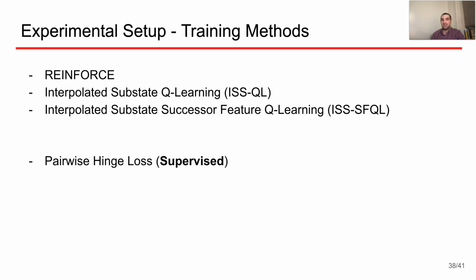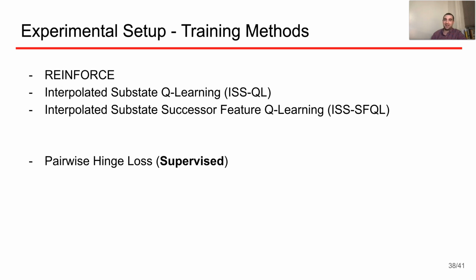For our baselines and methods and algorithms we use, we look at, of course, reinforce, but we also use the interpolated substate version of Q-learning, ISSQL, and of course our case study of interest, interpolated substate successor feature Q-learning. It's a bit of a mouthful, ISSQL for short. We also account for the supervised performance, so pairwise hinge loss. And in general, especially with deep neural architectures, supervised training provides a nice approximate upper bound of what we can hope to achieve with these reinforcement learning agents.